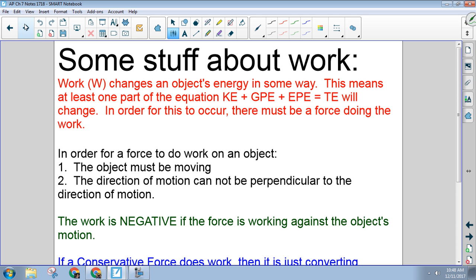So here's the deal. Couple things about work. This slide is copied from your notes from last year, so this should hopefully be a little bit of review. Remember, work changes the object's energy in some way. So at least one part of this equation is going to change anytime a force does work. Now, in order for that to occur, there has to be a force doing the work.